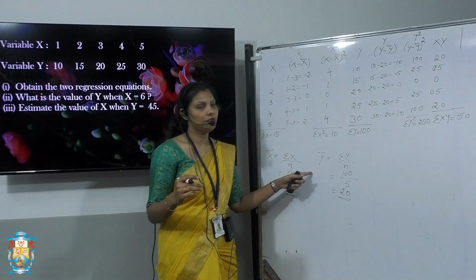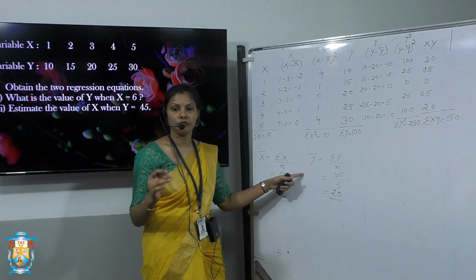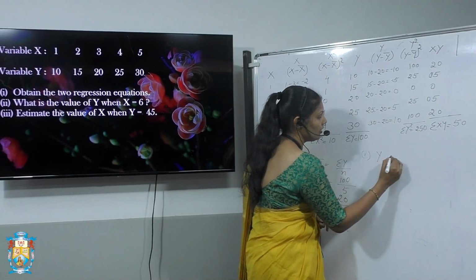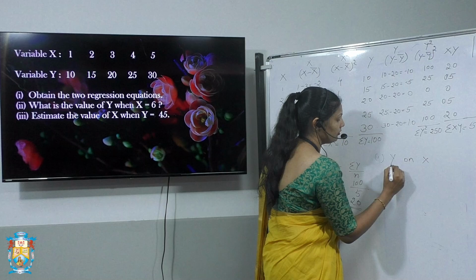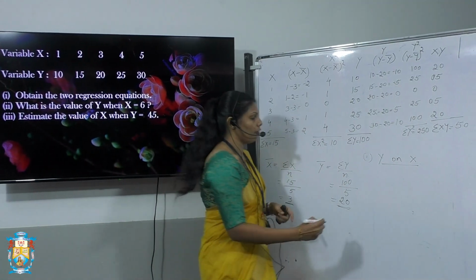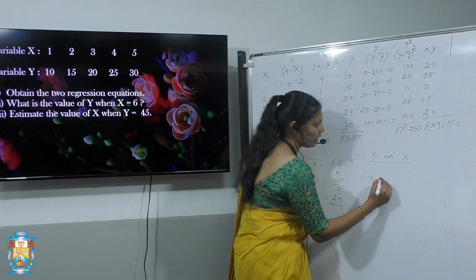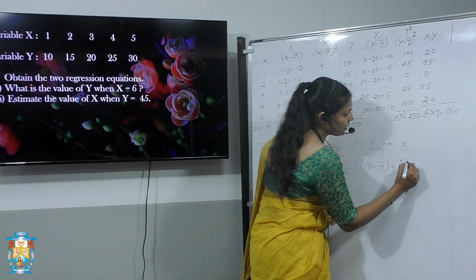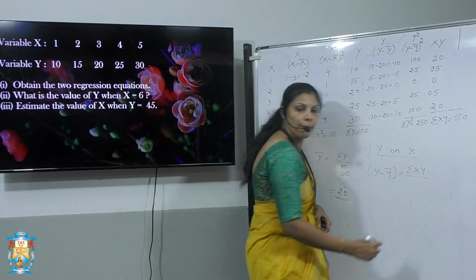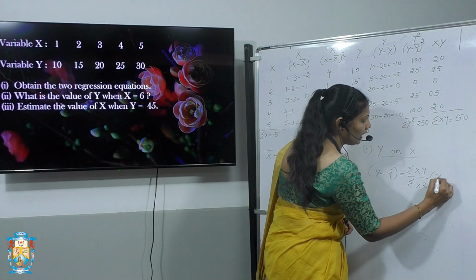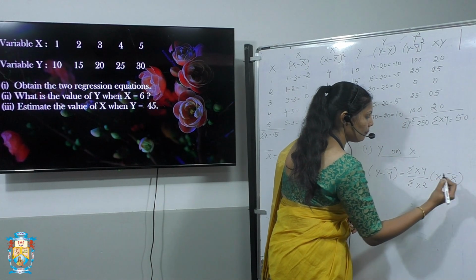Now we will solve the two regression equations. First we will see y on x. The first equation is y on x. To solve y on x, we need the formula, that is y minus y bar equals summation xy by summation x square into x minus x bar.